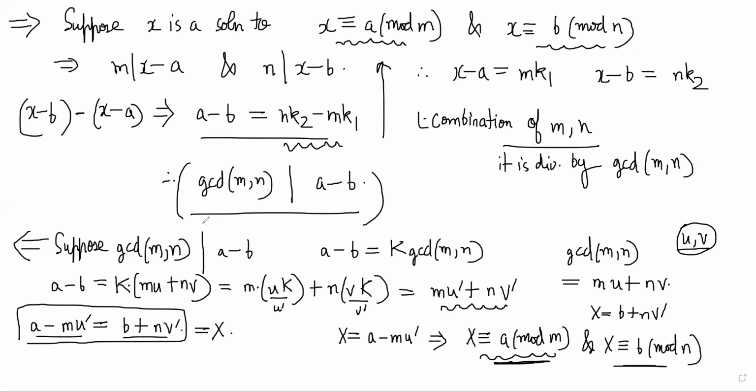So we got the actual answer. If GCD divides this, from there we have shown that there is some equality like this happening, where u dash and v dash are integers. And from there we can say that if we call that x, that is our solution, and x is congruent to a mod m and x is congruent to b mod n, right? Let me write it down.